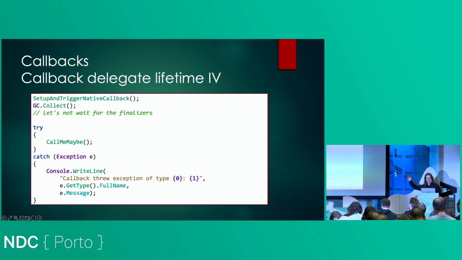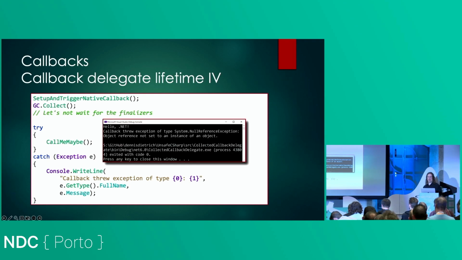So we say set up and trigger native callback, we're going back to the state, and now we collect, but don't wait for the finalizer. So your mileage may vary if you try this yourself. I'm trying to get a race condition here. So I'm trying to keep going before the finalizers do their thing. And if I pull this off, now I have a null ref exception.